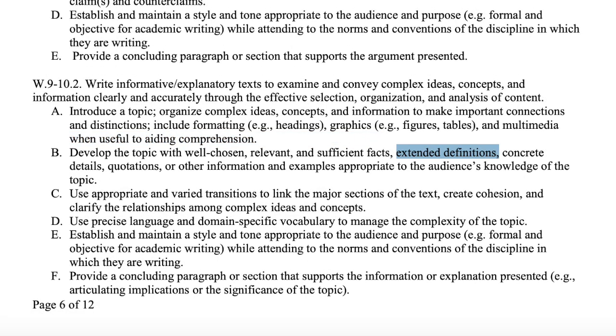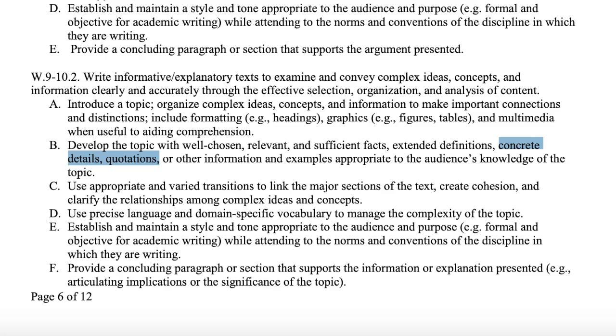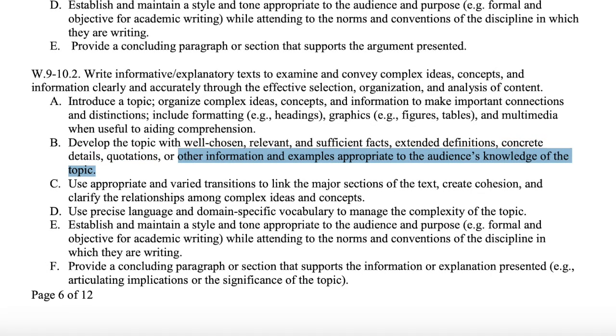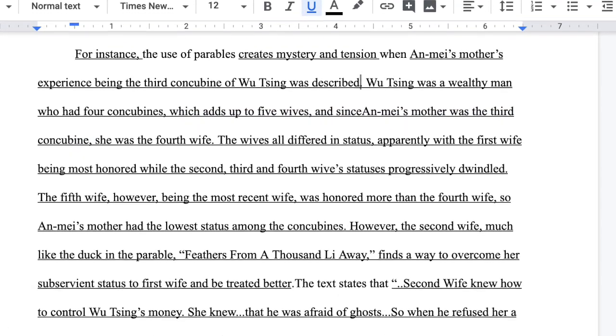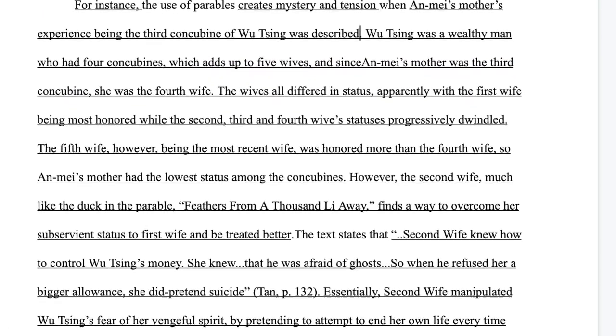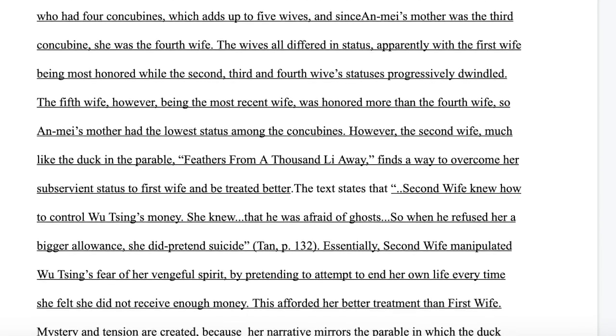You will also have to have extended definitions, which basically means explaining things that need to be explained. You will have to include concrete details and/or specific quotes in order to develop your answer, and you'll have to know what type of other information to include, considering the audience's familiarity with the topics, as they pertain to your answer. So these are the objectives for the body paragraphs. Let us see how my Joy Luck Club exemplar meets these objectives.